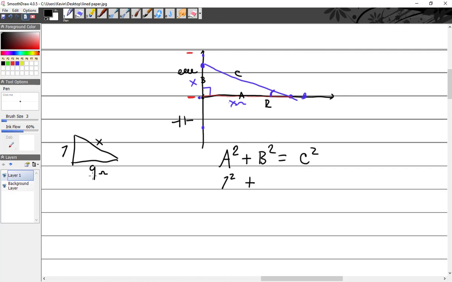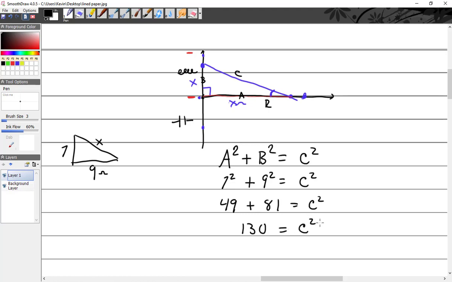Well, so then it would be 7 squared. Now, it doesn't matter if I do 9 squared or 7 squared. The A and the B is irrelevant. It's just leg versus leg. 7 squared plus 9 squared equals C squared. All right, so 7 squared is what? 49. Plus 81 equals C squared. All right, so 49 and 81 is? 130.